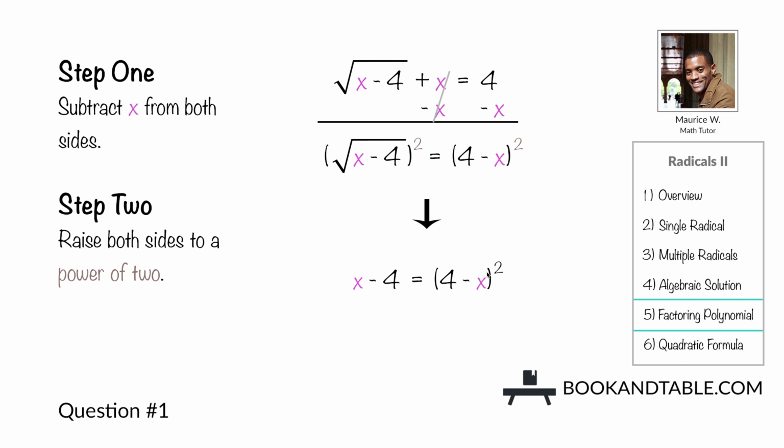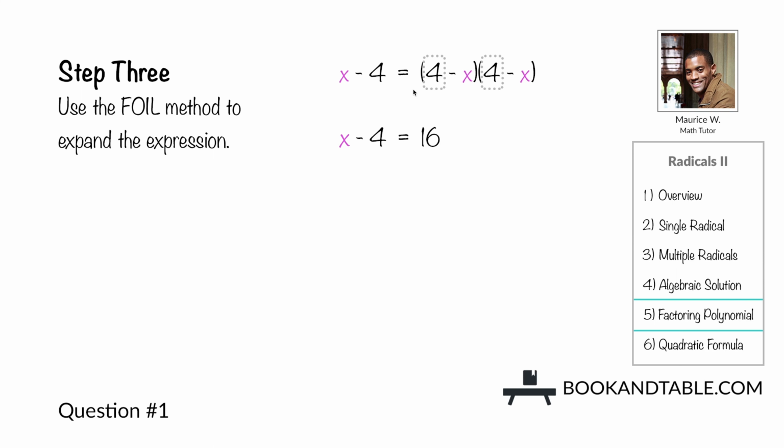And step 3 will be to use the FOIL method to expand this expression, (4 minus x) squared. When we do so, 4 times 4 is 16. 4 times negative x is negative 4x. Negative x times 4 is negative 4x. Negative 4x minus 4x is negative 8x. And negative x times negative x gives you plus x squared. So now we've removed our radical sign.